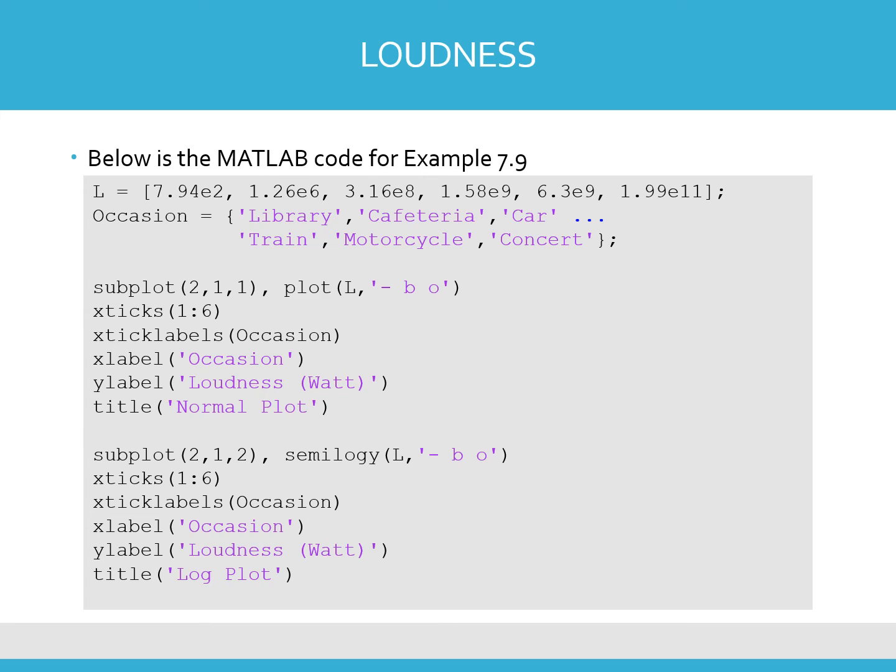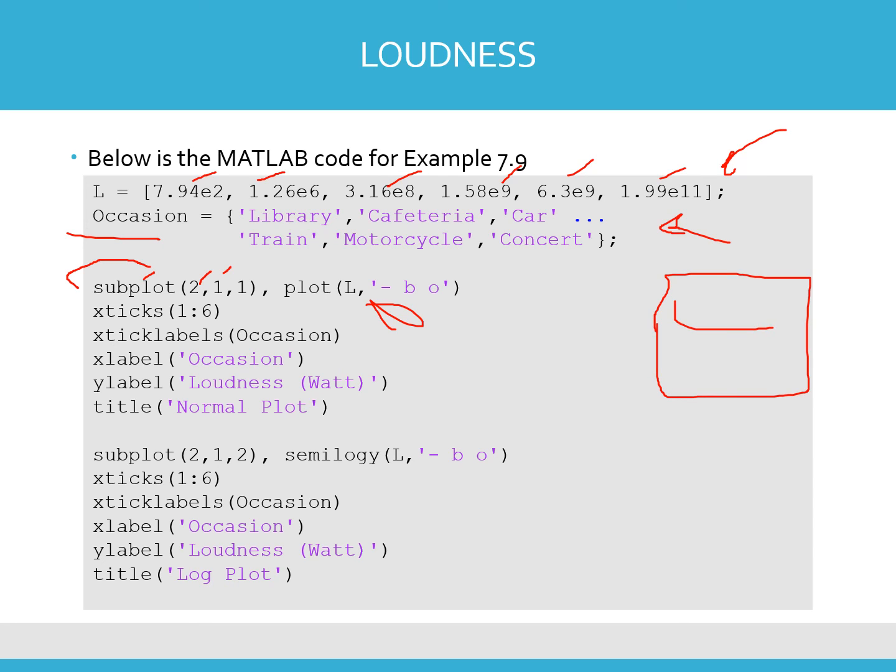So this is the code, of course. So L is the magnitude. And then occasion is the X data, the input. This is the output. So how to plot it? Of course, L and the L, and then of course you use subplot. 2 multiplied by 1 means that you have something like this. Subplot this one and this one. So this is position 1, position 2.